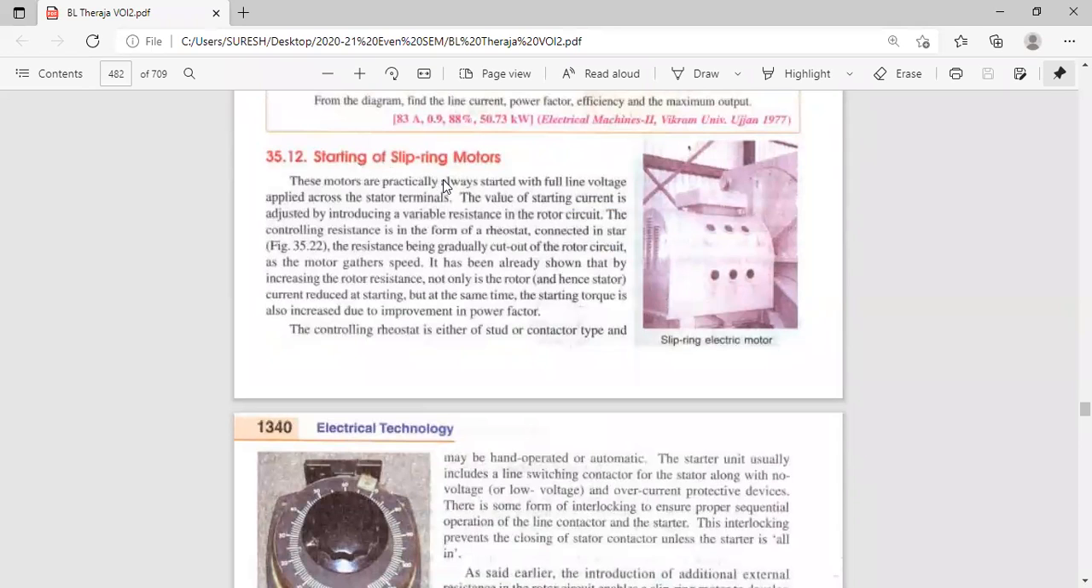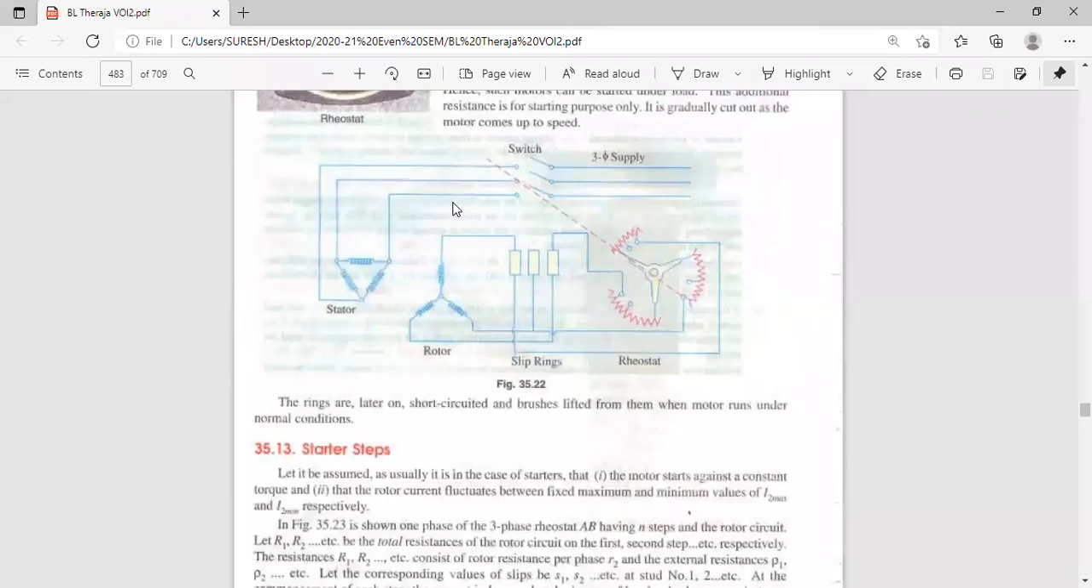See here, starting of slip ring motors. These motors are practically always started with full line voltage applied across the stator terminals. The stator is connected to the supply. The meaning of this first line is that the stator is connected to the three-phase supply voltage. When you connect the stator's 3 windings to the three-phase supply, what will happen in these 3 windings?